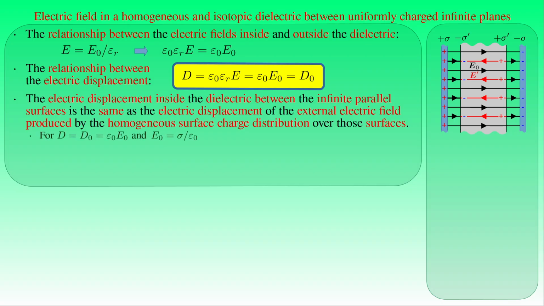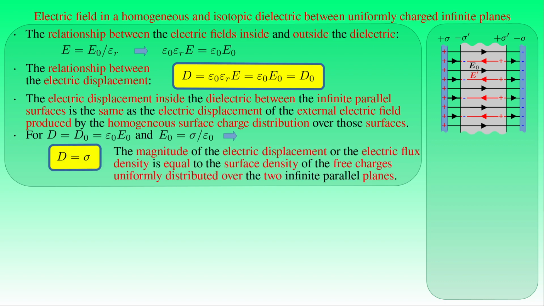Since the magnitude of D is given by epsilon naught times the magnitude of the electric field E0, where E0 is equal to the surface charge density sigma over epsilon naught, we conclude that the magnitude of the electric displacement D of the field, which is also the electric flux density of the field, is equal to the surface density sigma of the free charges uniformly distributed over the two infinite planar surfaces.